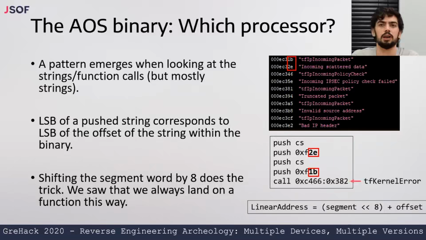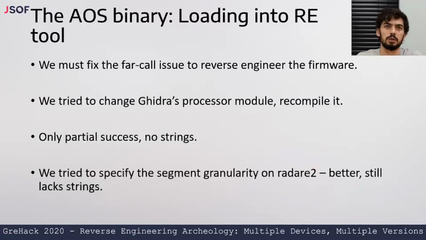So we manually tried to shift some far calls by 8 bits instead of 4 bits, and some pushes of strings, and we saw everything checks out, and far calls actually resolve to function prologs. So this was the solution. Initially we didn't understand exactly why and what this means, but it still worked, so we tried to implement it.